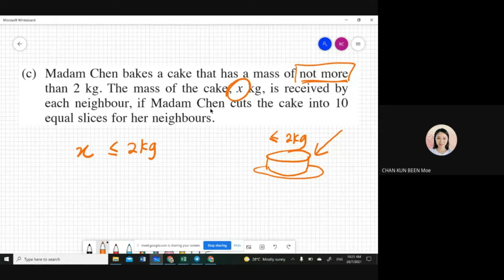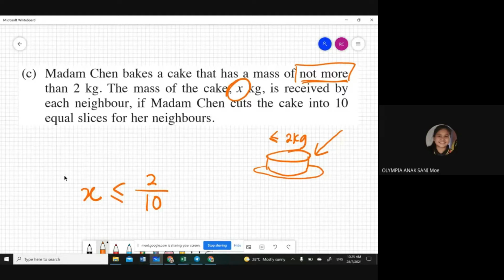If Madam Chen cuts the cake into 10 equal slices for her neighbor, meaning that this 2 kg is going to be cut into 10 equal slices, so we divide it by 10. Therefore, the linear inequality that we can form is m is less than or equal to 2 over 10. This one is just working, so I'm going to rub it off just to show you how to get the linear inequality. So you understand how to get this? Yes. You have to do it slowly sometimes when it involves more than a number. Okay, you have to do it slowly like this.